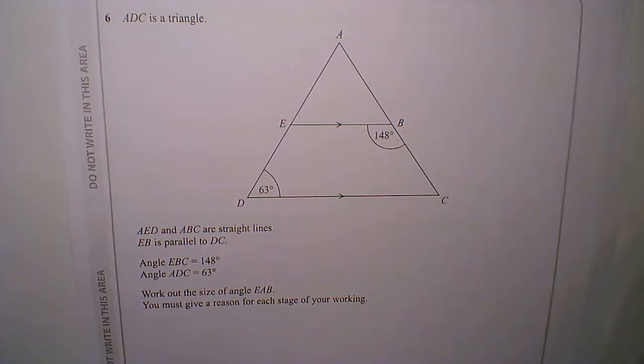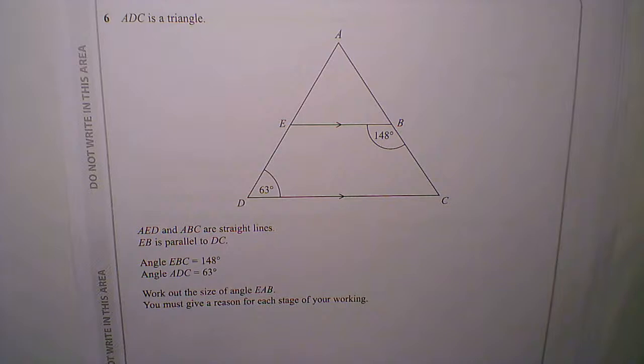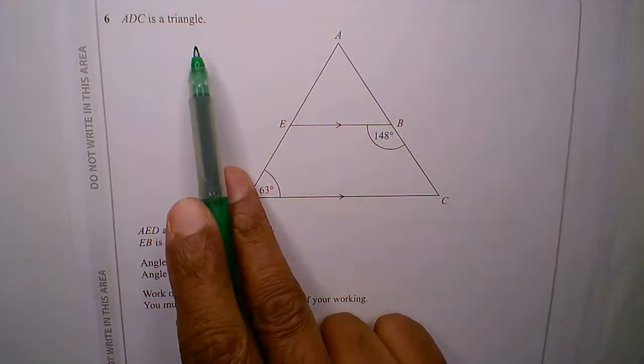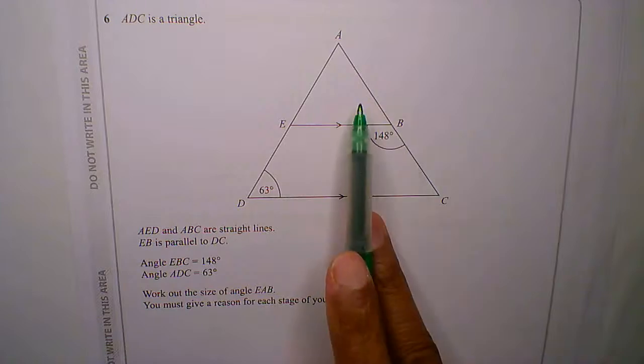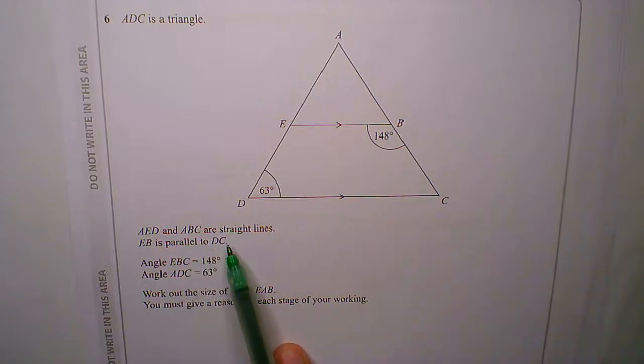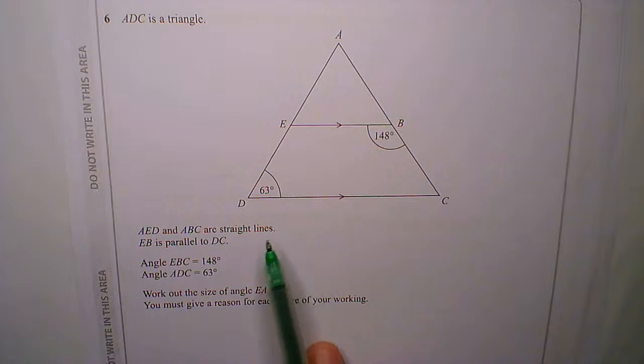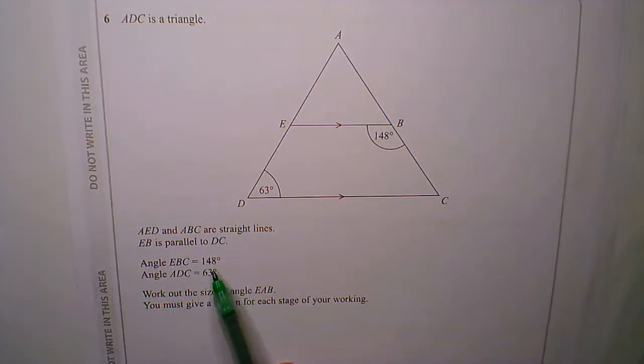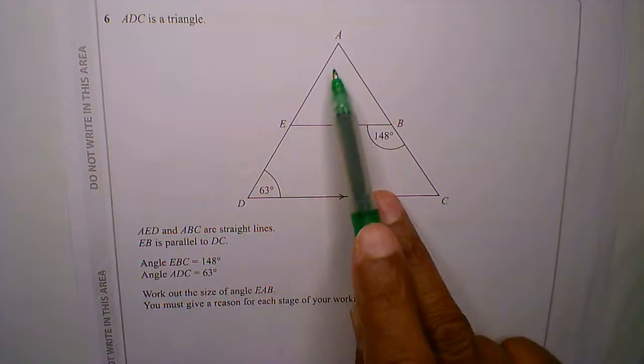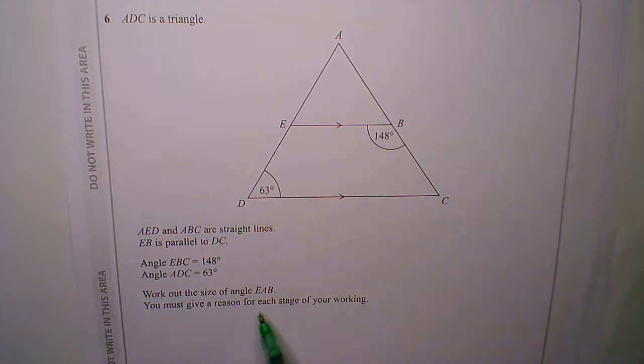Okay, so question number 6. Let's look at this. ADC is a triangle. AED and ABC are straight lines. EB is parallel to DC, and angle EBC equals 148. Angle ADC equals 63 degrees. Work out the size of angle EAB. You must give a reason for each stage of your working.